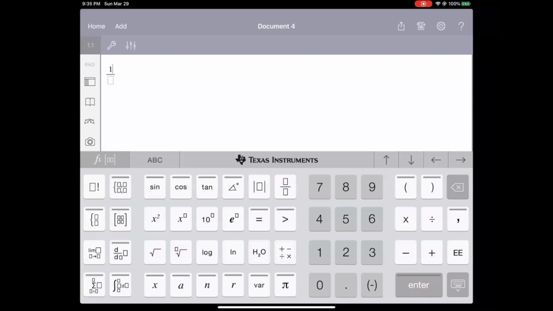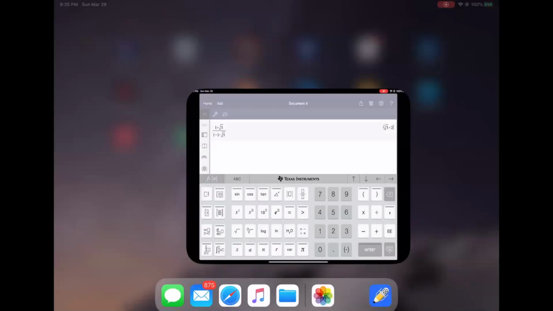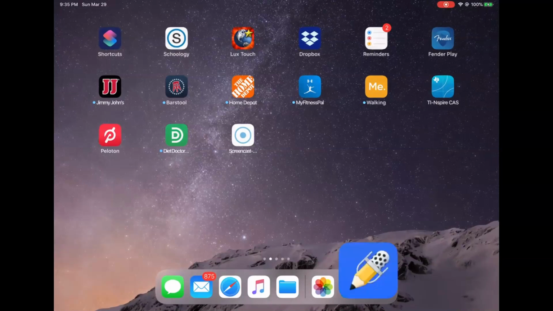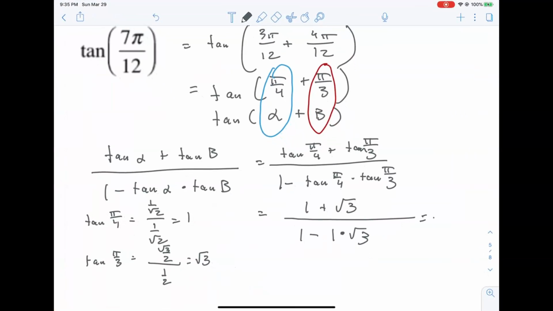1 plus radical 3 over 1 minus 1 times radical 3. And that's our answer. Negative radical 3, I'll take the negative through. Negative radical 3 minus 2. And that's what our answer gets to be.